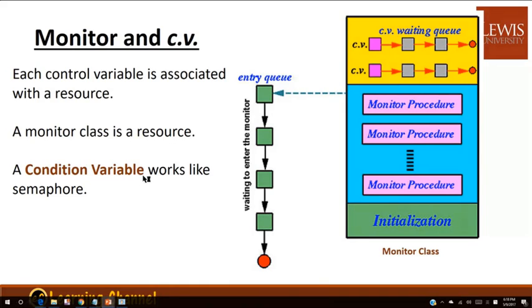The condition variable works like a semaphore, except that it has a queue. So the length of the queue is flexible, but a semaphore has a fixed number, which is specified by the capacity. And other than that, it is similar to a monitor class.